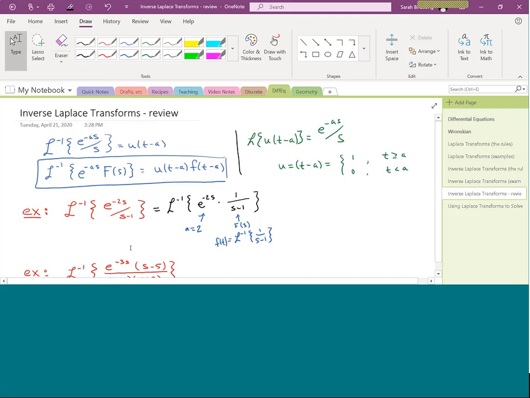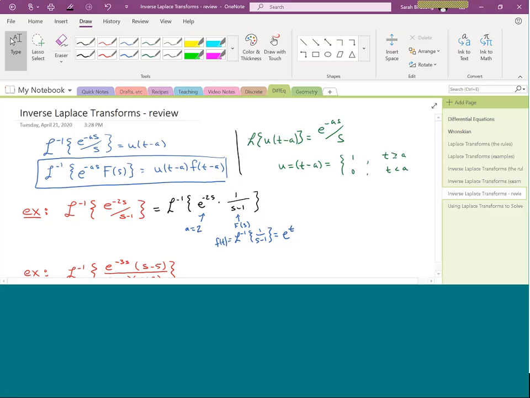Now, in terms of this capital F part, that's the 1 over S minus 1. So it means we're trying to find the inverse Laplace transform of 1 over S minus 1. Anybody remember what that is? It's going to be an e to the t. Now, this answer right here of e to the t is f of t. We wanted f of t minus a.